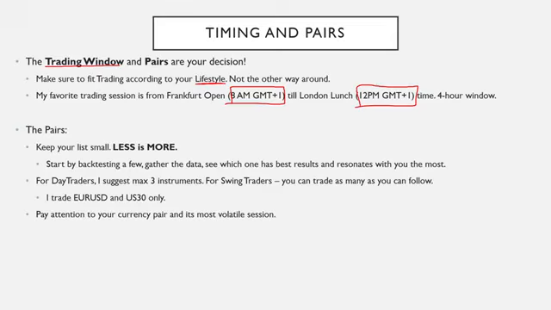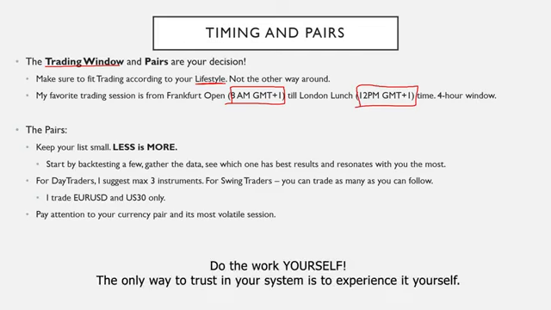So don't listen to someone telling you to trade Euro USD or Pound USD. Go backtest your strategy, see which pairs work, right? And then make an informed decision, okay?